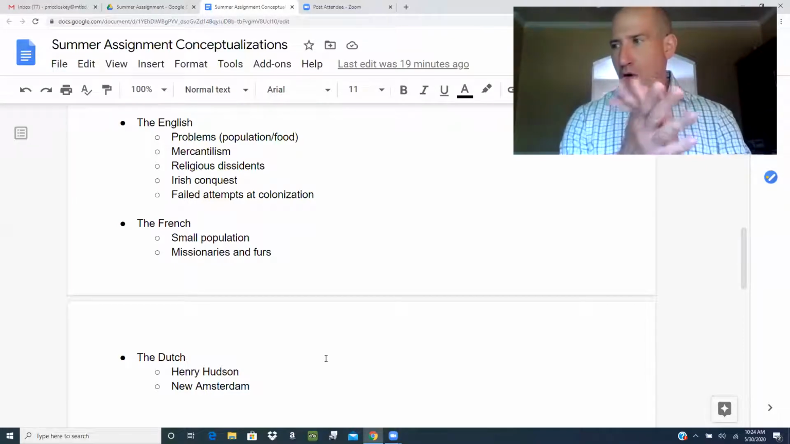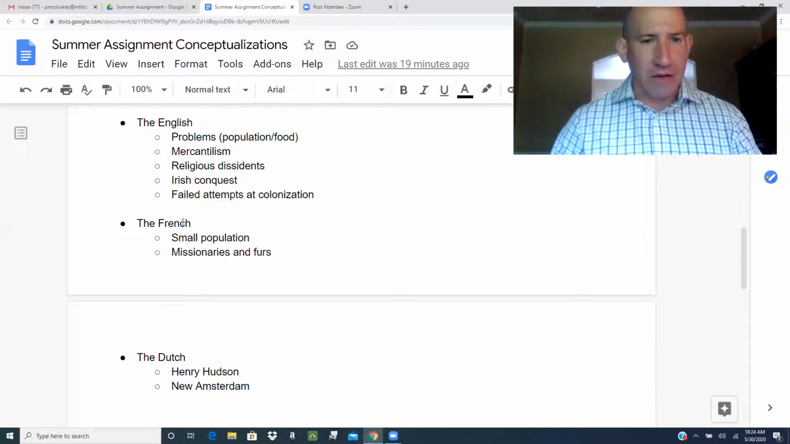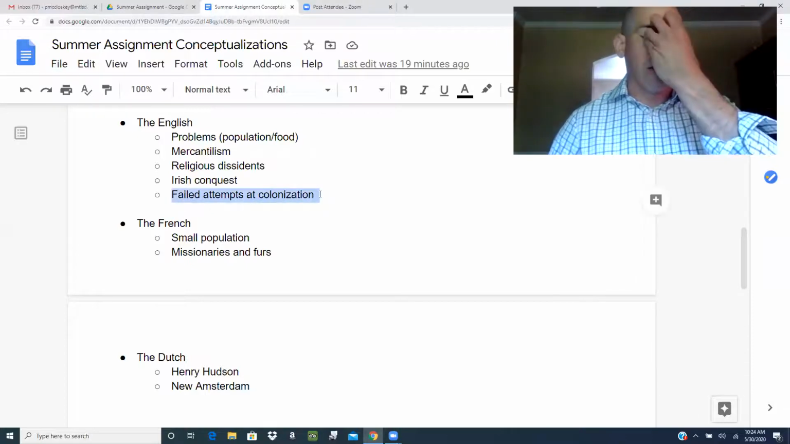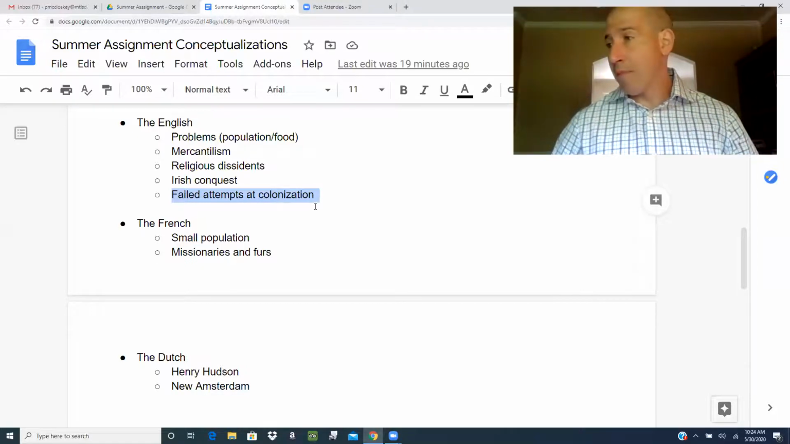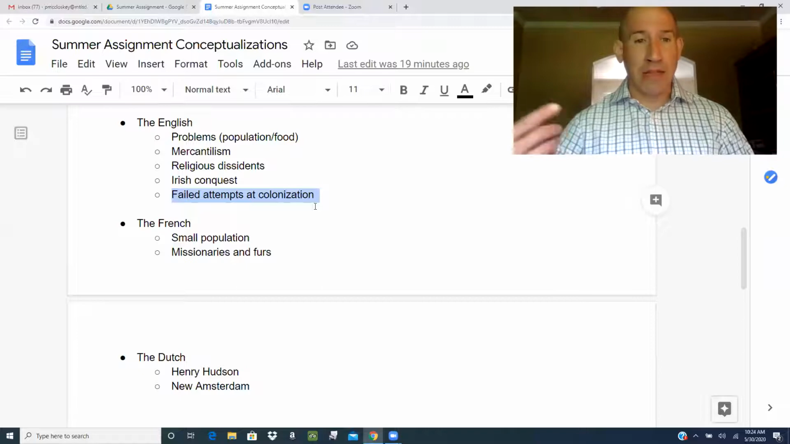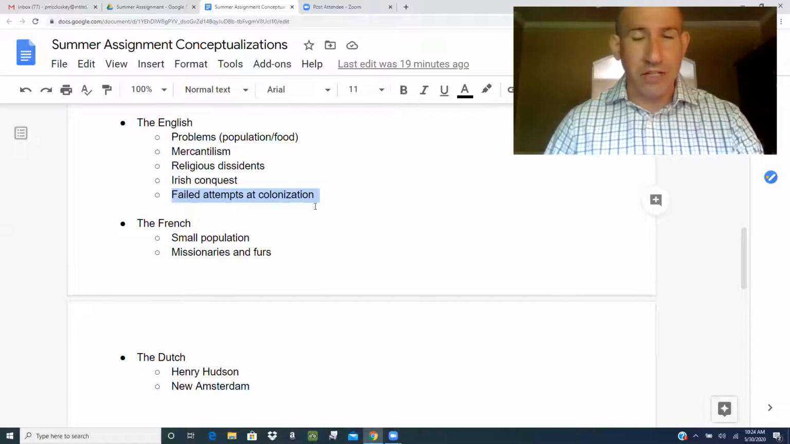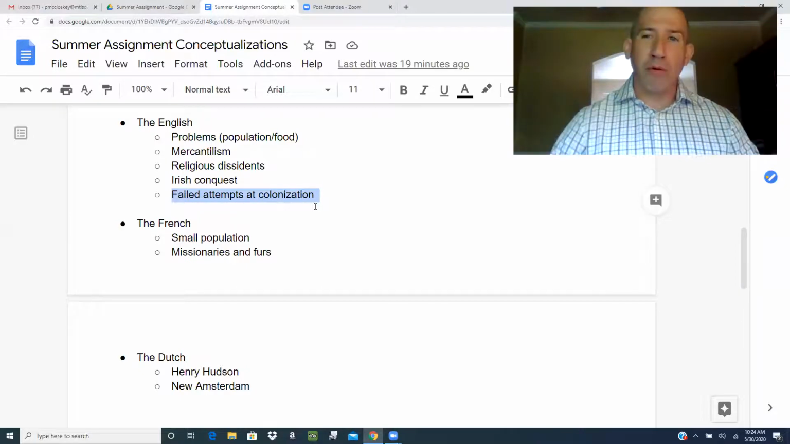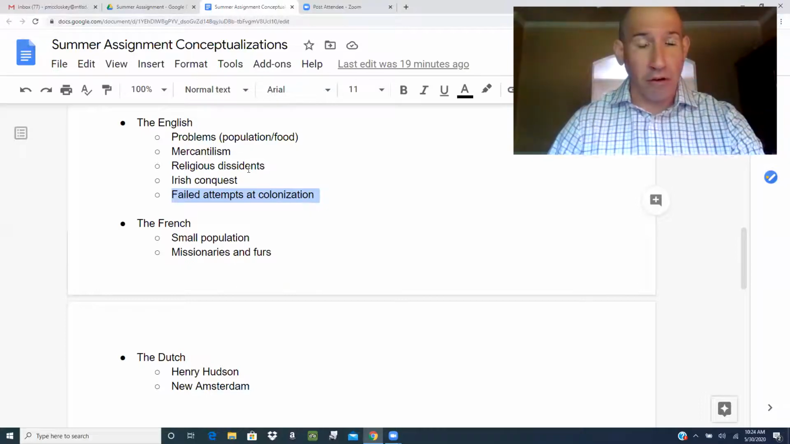There were early attempts at colonization, the failed attempt of Gilbert in Newfoundland, the failed attempt of Raleigh at Roanoke. The first successful attempt that lasts is going to be 1607 in Jamestown with the Virginia Company. That is where the next chapter starts, as well as the next time period.